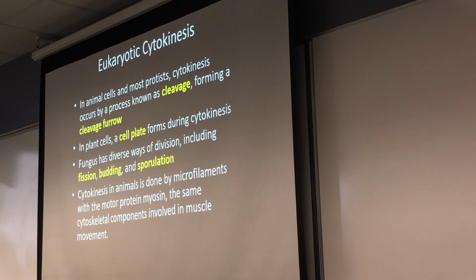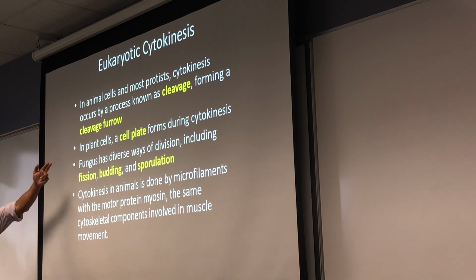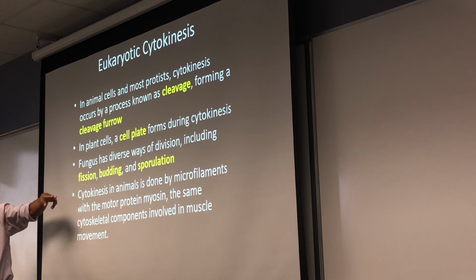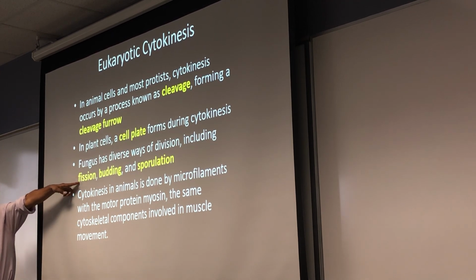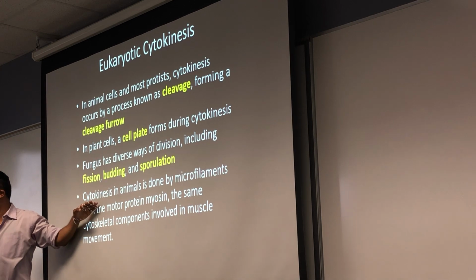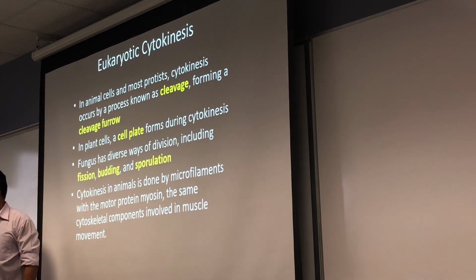Then after this, you go to cytokinesis. That's where the cleavage furrow happens. Okay, so there is a cleavage part, forming the cleavage furrow. In plant cells, you have a cell plate. These cell plates form during cytokinesis. And in fungi, you also have cell wall division, including fission and budding. And cytokinesis in animals is done by the microfilaments. That's what it's going to do with the cleavage furrow, the division of the cytoplasm, cytokinesis.